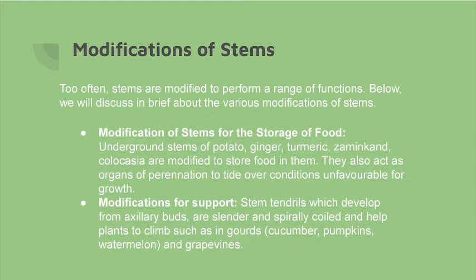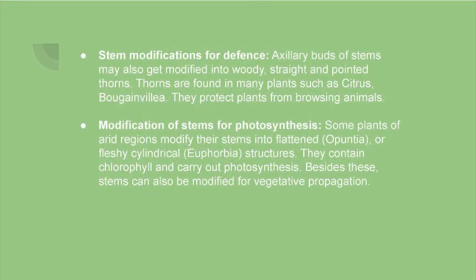The next is the modification into stem tendrils, which develop from axillary buds, are slender and spirally coiled and help plants to climb, such as in gourds and grapevines. Plants like cucumber, pumpkin and watermelon are very popular examples of this kind of modification.